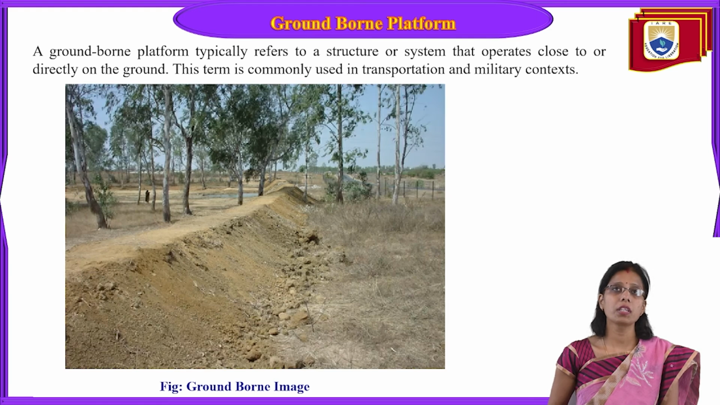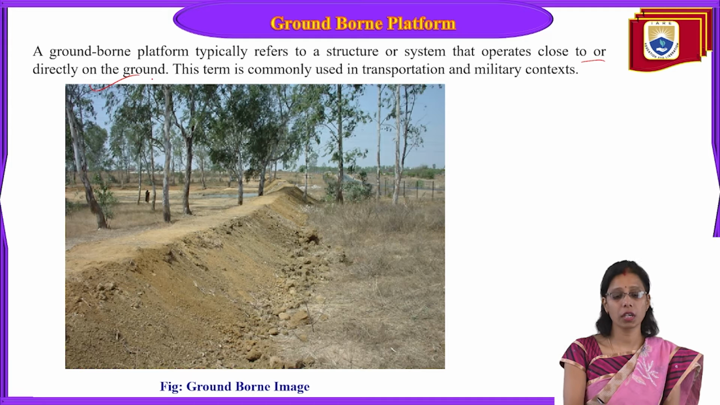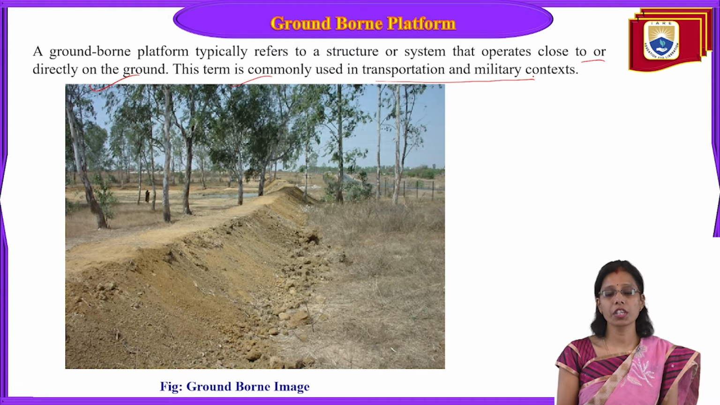Now we have an example here of a ground platform. So what is a ground platform? As we have discussed in the previous slide, the vehicle will be a car or a scooter or any kind of vehicle which is on the roads. A ground borne platform typically refers to a structure or system that operates close to or directly on the ground, and this term is commonly used in the transportation and military context.